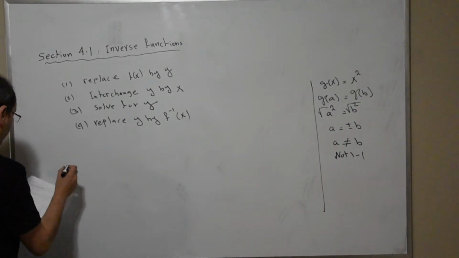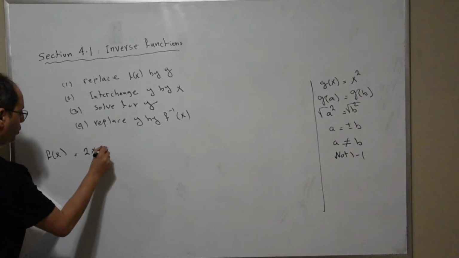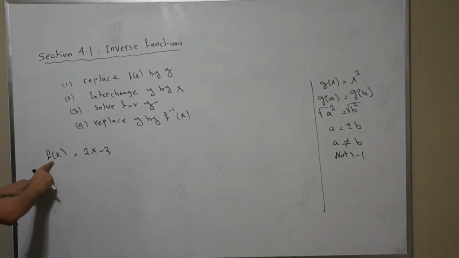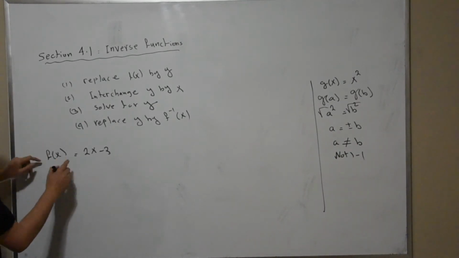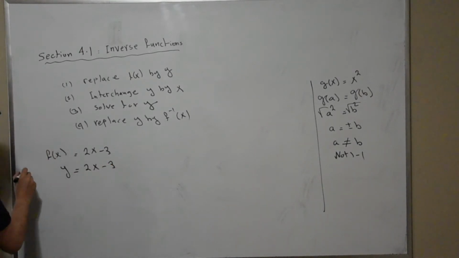We need to find the inverse of f of x equals 2x minus 3. So let's see, the first thing, I replace f of x by y. So y equals 2x minus 3. That's step one.